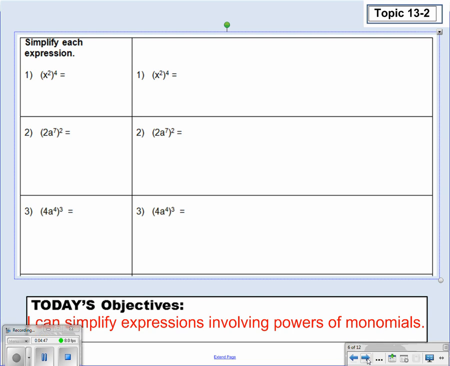So now we're going to simplify some. We're going to start real simple and then get a little bit more complicated. Again, starting off with the 4 as the exponent on the outside, that tells us how many times to stamp out the parentheses. So we're going to stamp it out 4 times.